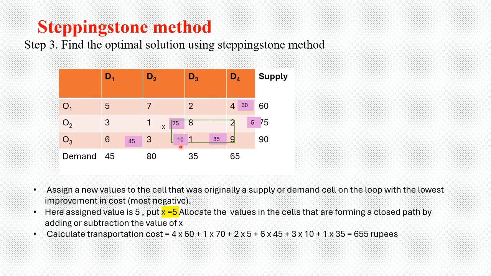Calculate the transportation cost, which is equal to 4 times 60 plus 1 times 70 plus 2 times 5 plus 6 times 45 plus 3 times 10 plus 1 times 35, which is equal to 655 rupees. Here we see the cost has been reduced. The least cost method gave us 680. Here we get 655 rupees.